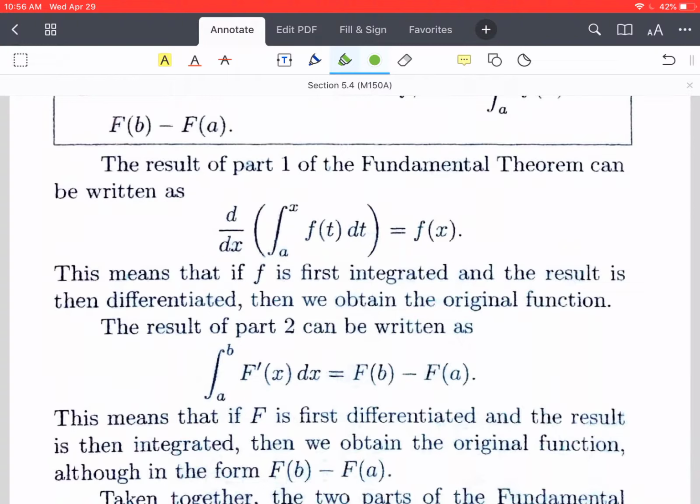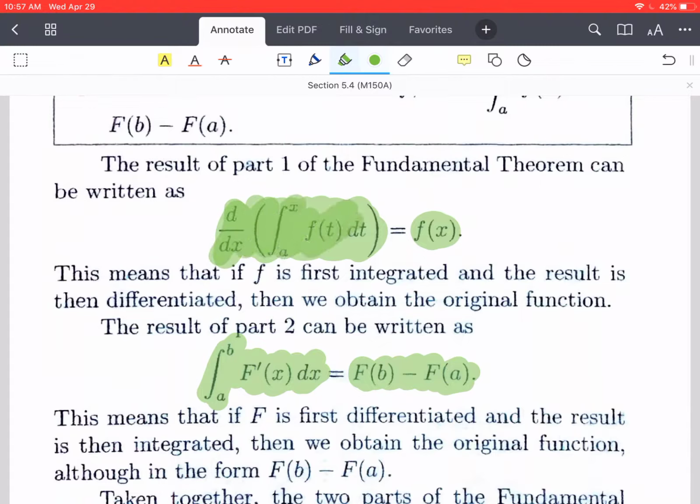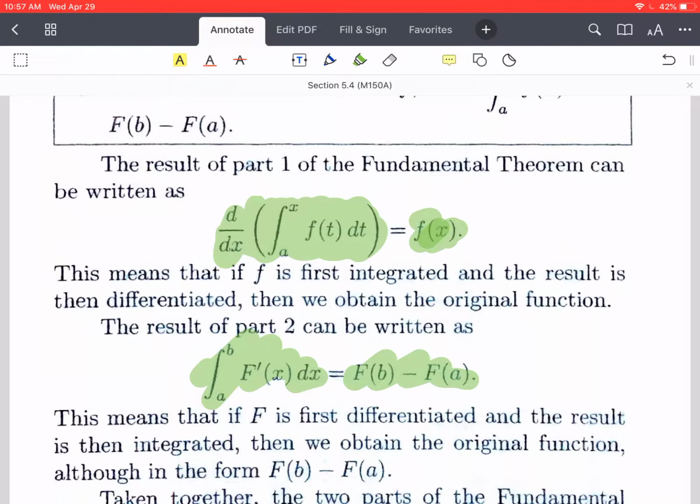So part one tells us that if I take the derivative of an integral, then they undo each other, I get back my original function. Okay. Part two says if I take the integral or an antiderivative of a derivative, then I get back to a version of the original. All right. So not exactly, but we would get a form of it. Okay, so again, derivative of an integral gives me the original. Integral of a derivative gives me the original. So those are the main ideas behind parts 1 and 2 of the fundamental theorem of calculus.